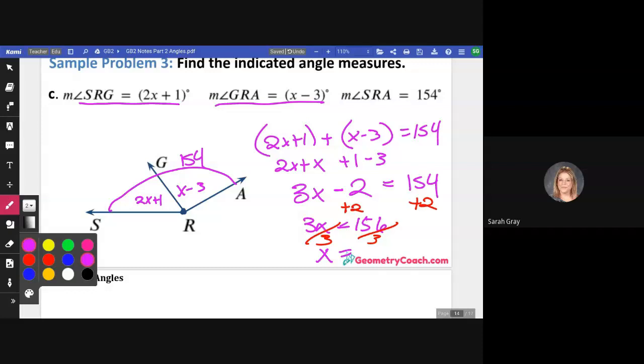Okay, so we've worked all that out, and we get x equals 52. But in geometry, we don't care what x equals. We want to know the measures of these angles. So I'm going to plug 52 into 2x plus 1, and I'm going to plug it into x minus 3 to find the actual angle measures.